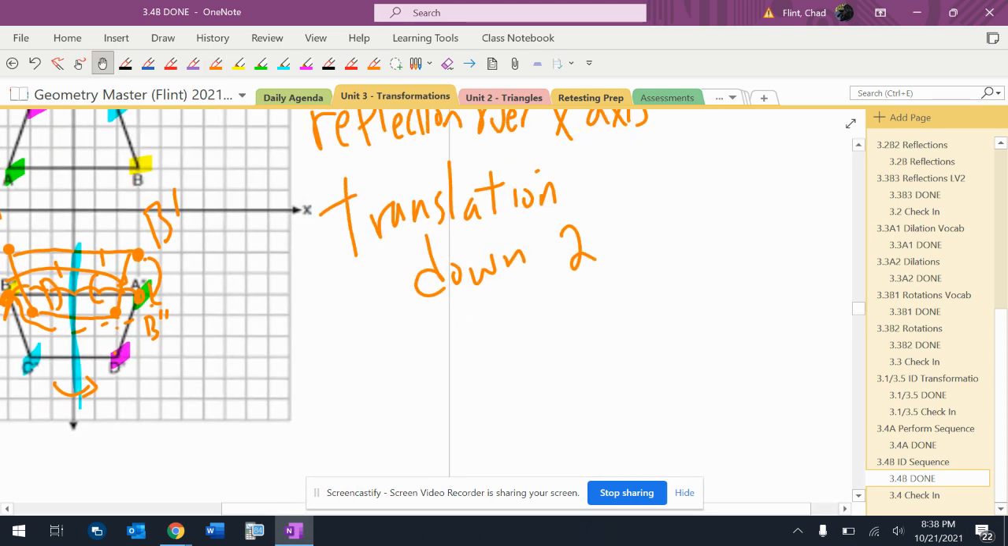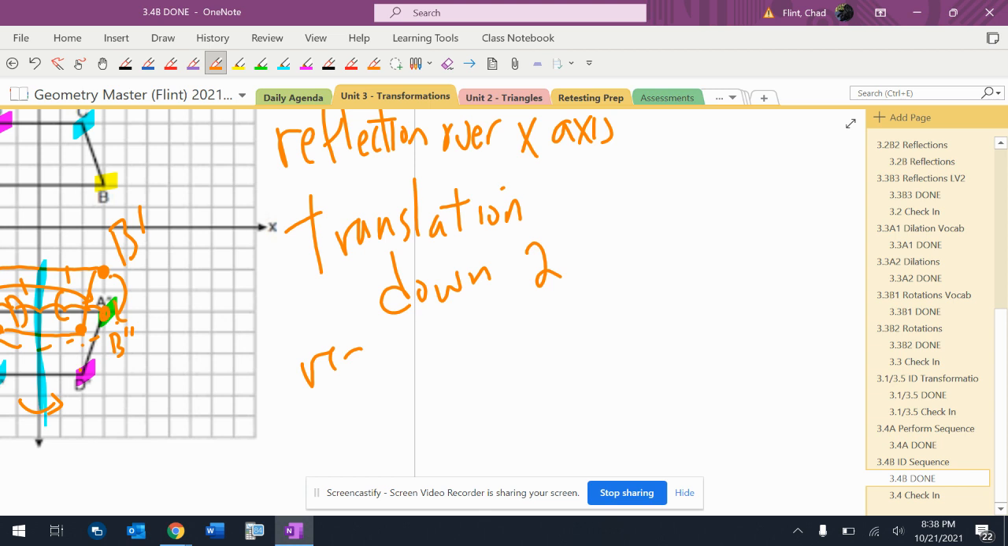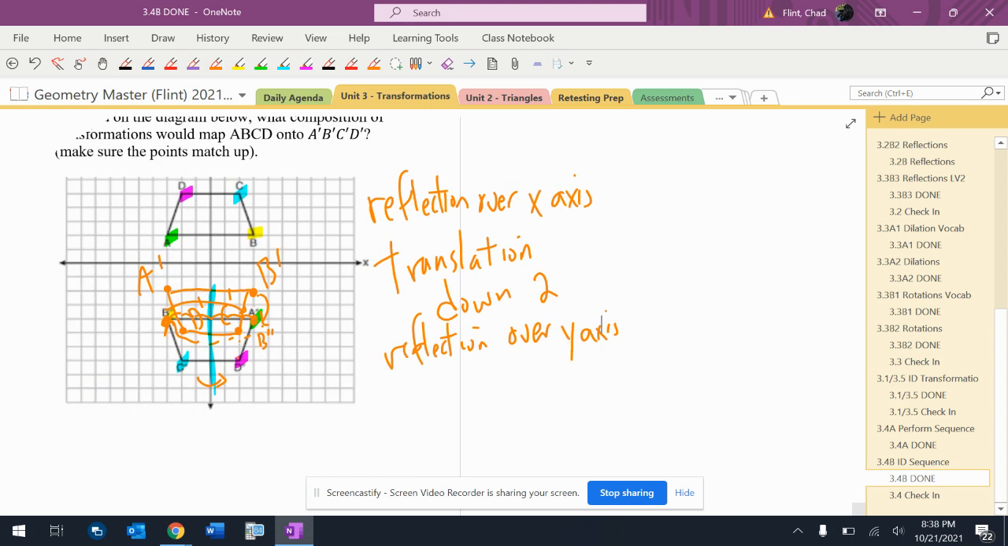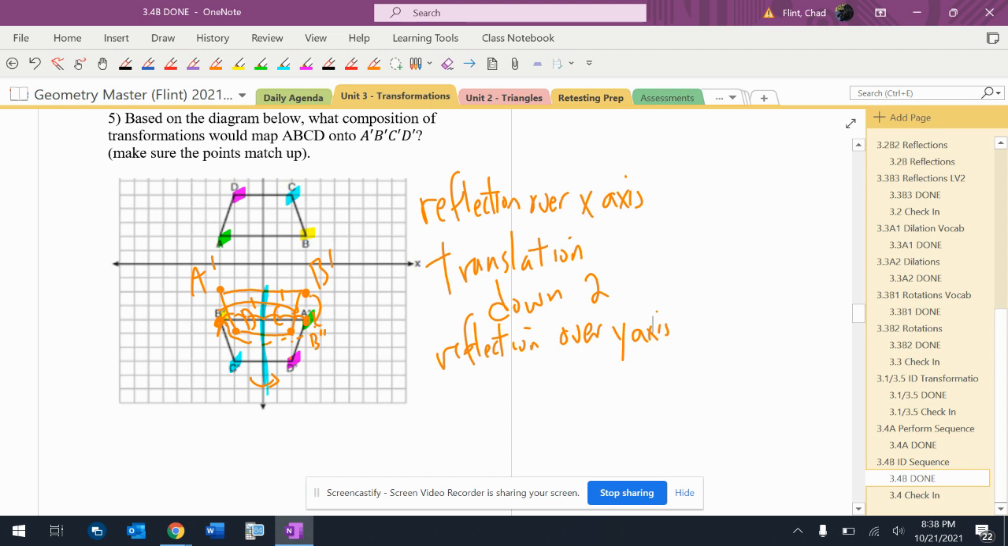So if I'm going to do it like this, I need a third reflection. I need a reflection over the y-axis to make those points actually line up, okay? Now, that's not really the easiest way to do this. It's probably the easiest one to see.